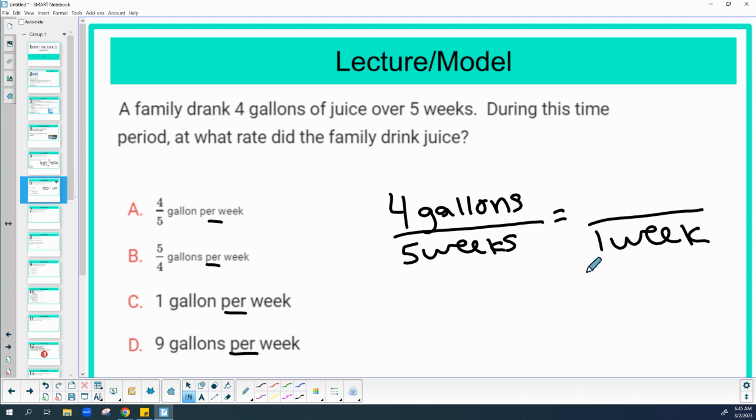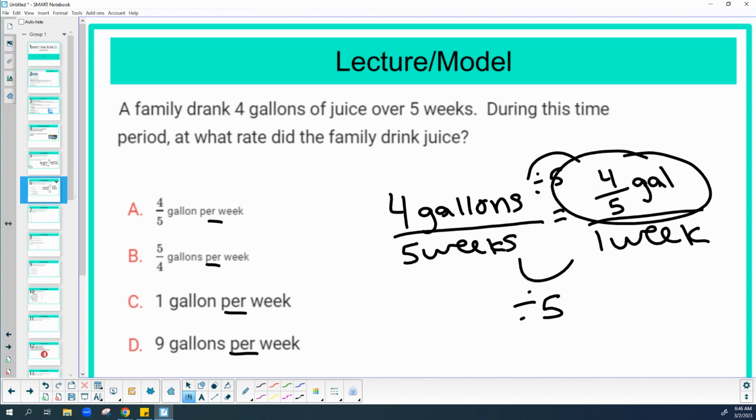All right, to go from 5 weeks to 1 week, I would divide by 5. 5 divided by 5 is 1. 4 divided by 5 would give us 4/5. Because remember, another symbol for division is a fraction bar. So 4 divided by 5 could also be written as 4 over 5. So this would be 4/5 gallons per week. And that would match with option A. Again, I didn't even look at my answer choices. I just solved it and see if one matches. All right, let's go to the next.